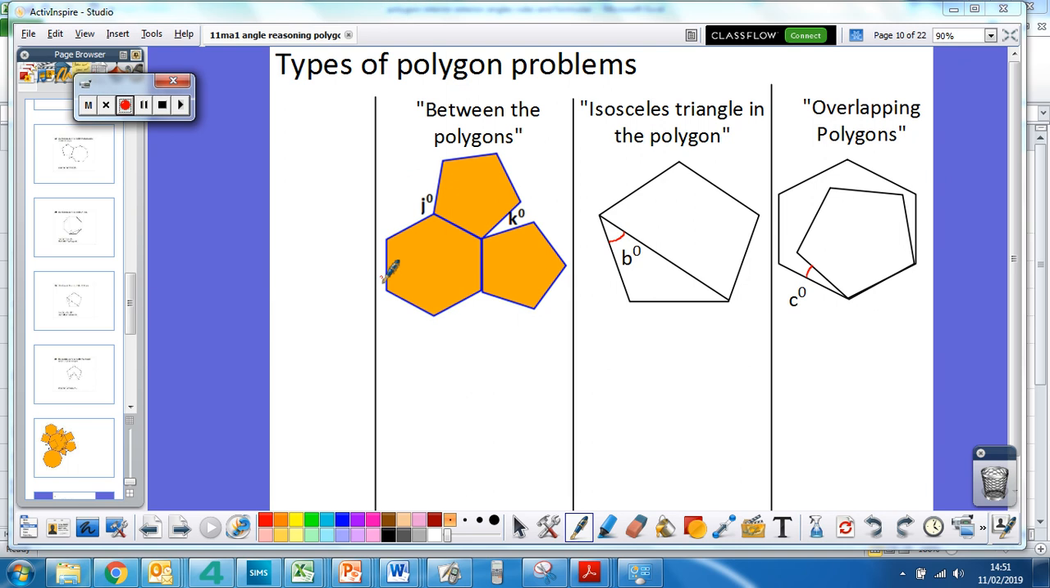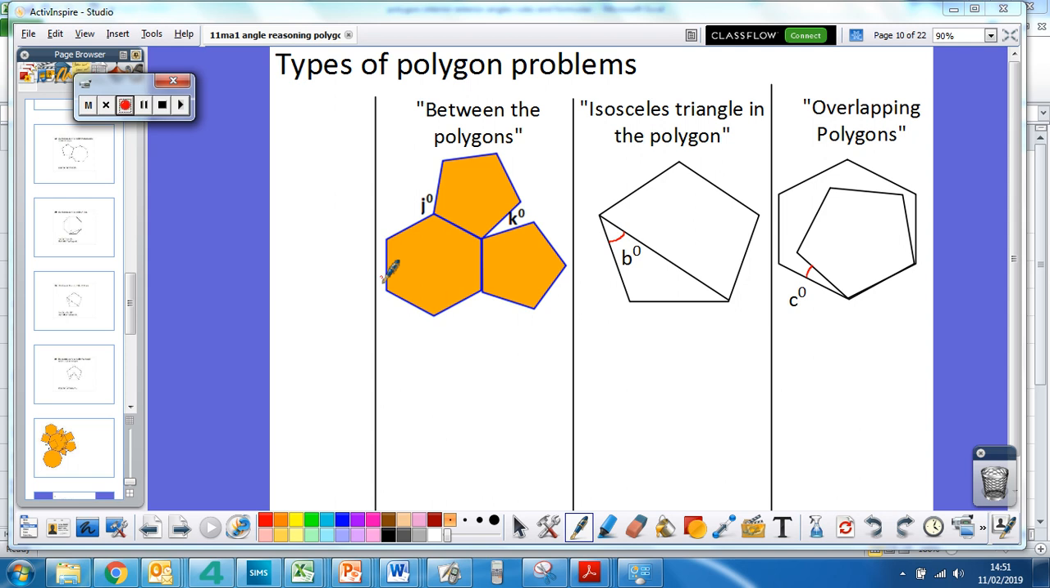There are three types of polygon problems you get in higher GCSE. There's the type where you have to find angles between the regular polygons. There's ones where you have to find angles inside a regular polygon where there's an isosceles triangle in play. And the hardest ones that you see, the ones on the right, are ones where you've got a polygon inside a polygon, and that makes them the hardest ones to solve.